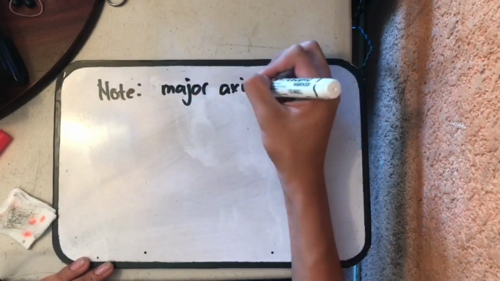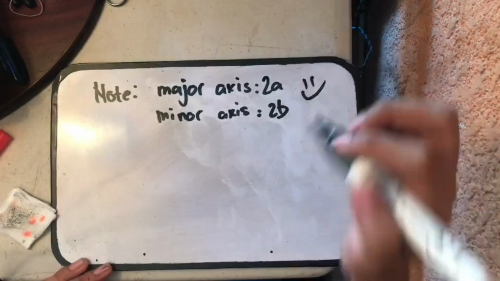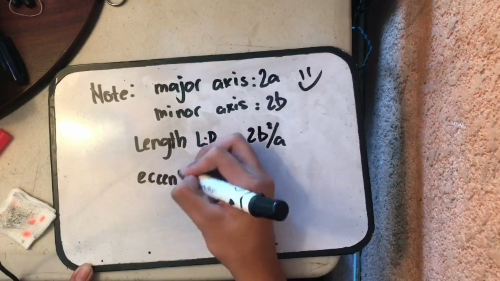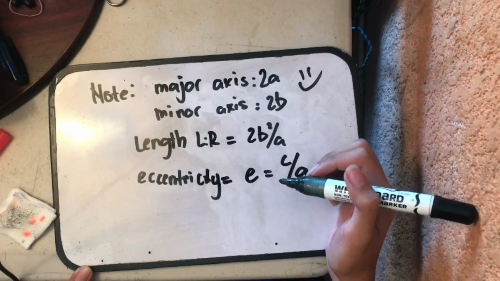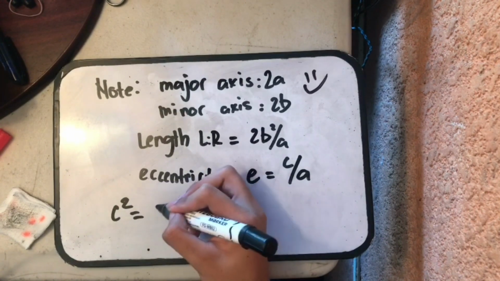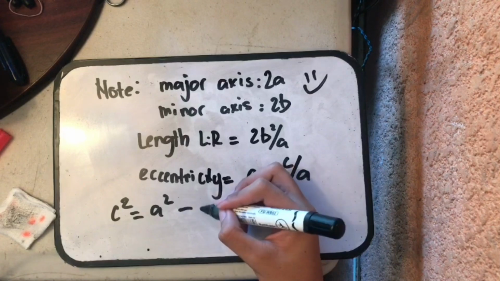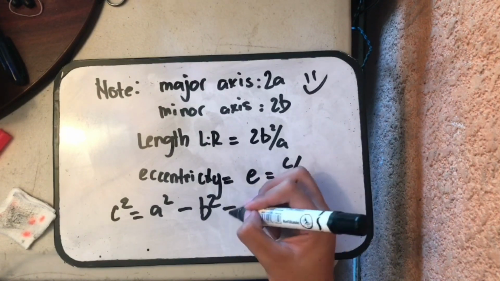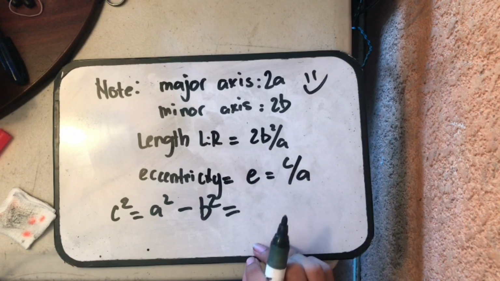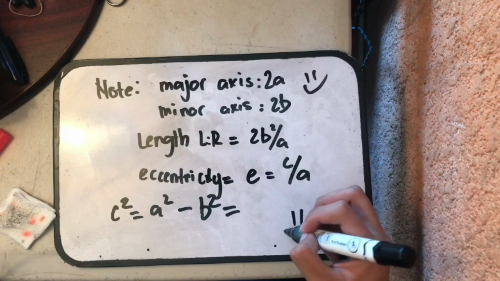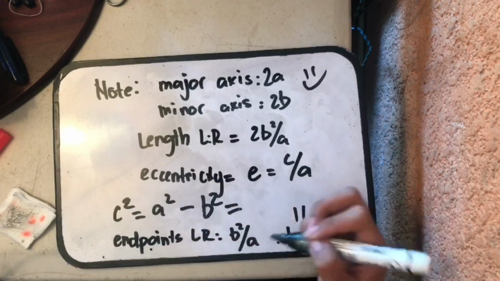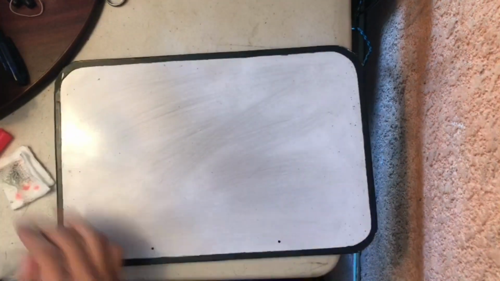Notes to remember. The major axis is 2 times a. The minor axis is 2 times b. The length of the latus rectum is 2 times b squared over a. Eccentricity is c over a. And the formula for c squared is a squared minus b squared. The endpoints are b squared over a.